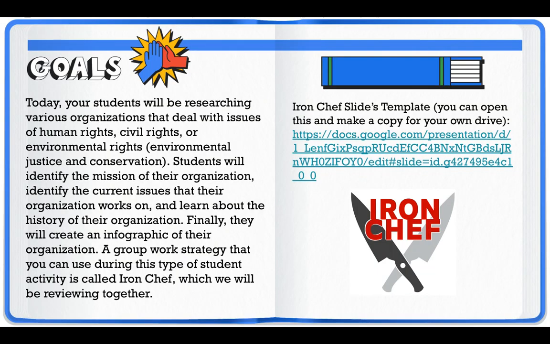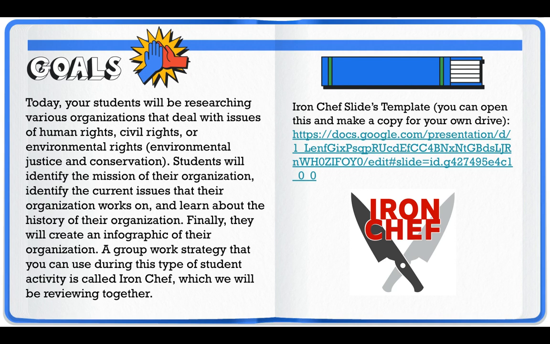justice. Today, your students will be researching various organizations that deal with issues of human rights, civil rights, or environmental rights, such as environmental justice and conservation. Students will identify the mission of their organization, identify the current issues that their organization works on, and learn about the history of their organization. Finally, they will create an infographic of their organization.